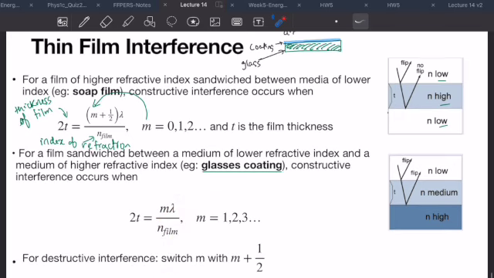Okay, if for any reason you aren't looking for constructive interference, let's say you don't want good reflection off the film, but you want bad reflection off the film, meaning destructive interference, you would just switch out this m plus a half to an m, and you would switch out this m to m plus a half. So pretty much the opposite of constructive interference.